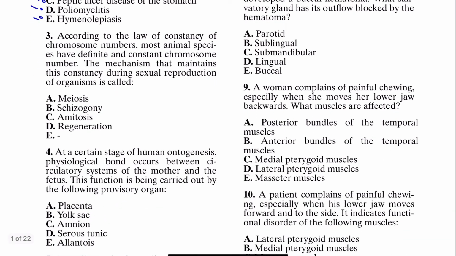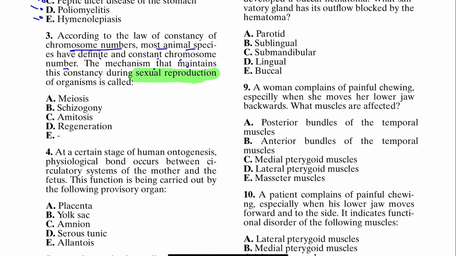Next question, we have chromosome number. According to the chromosome number, most animal species have a definite and constant chromosome number. The mechanism that maintains the constancy during sexual reproduction. So here they are asking about what is the division of cells during sexual reproduction.